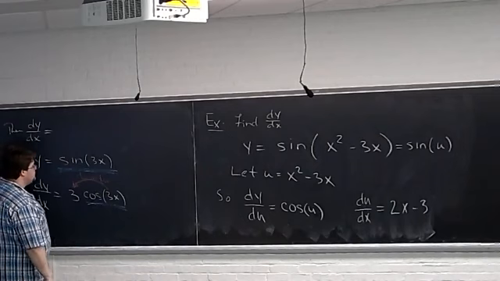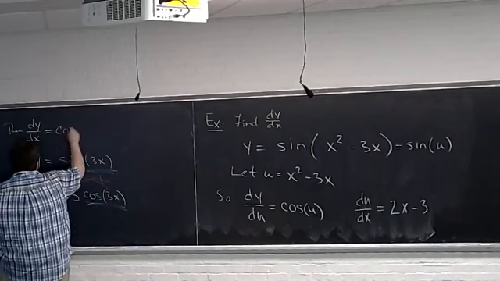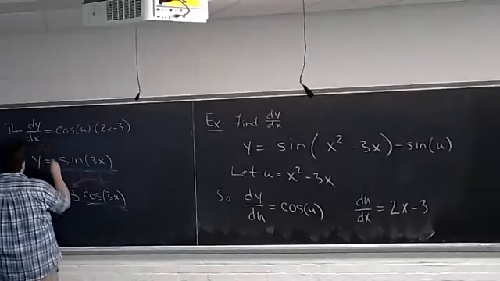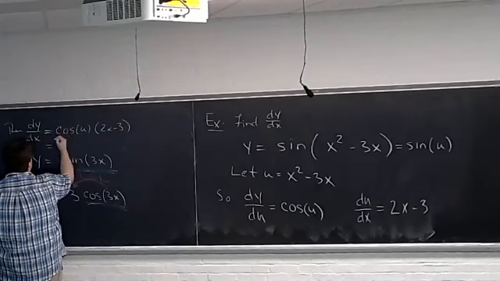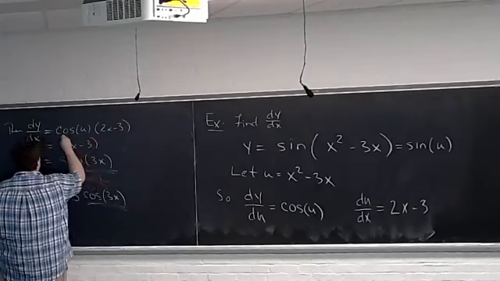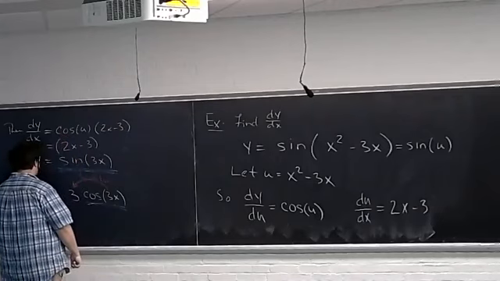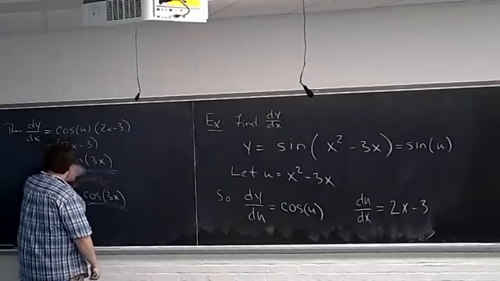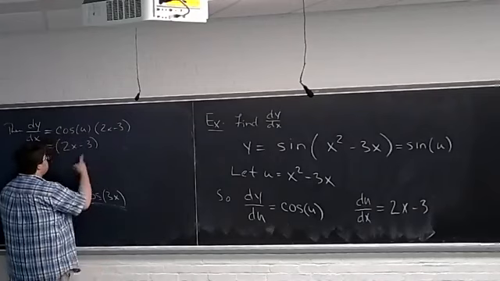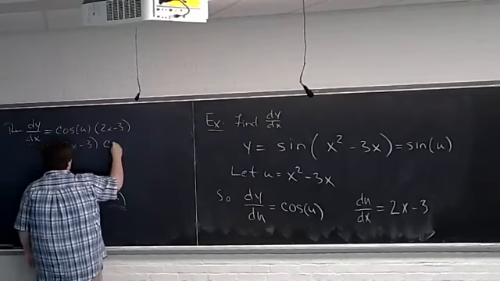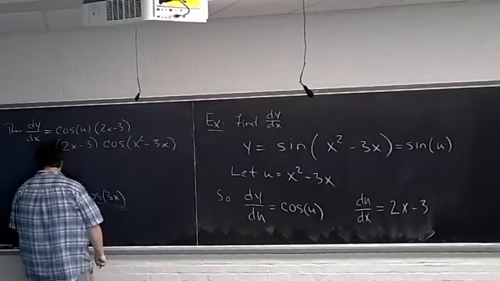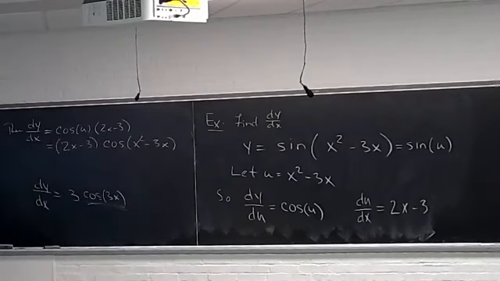I'm not going to write dy/du times du/dx for this one, but it's cosine of u times 2x minus 3, which is, I'm going to pull the 2x minus 3 out front. I think it looks a little better. Plus it parallels the first one much better. So replace u with x squared minus 3x. Any questions about that second one?